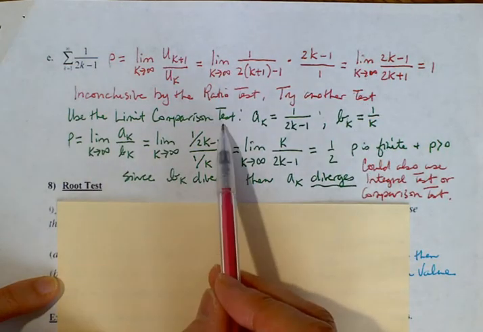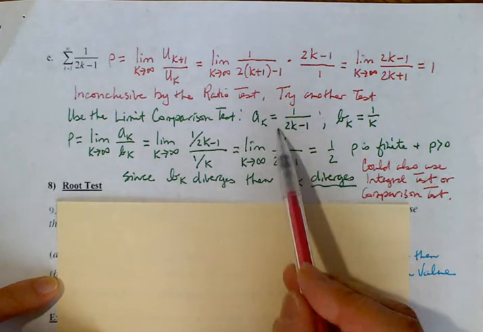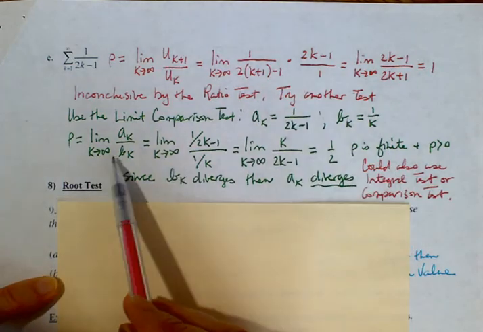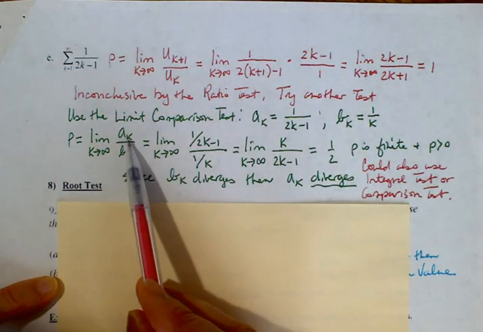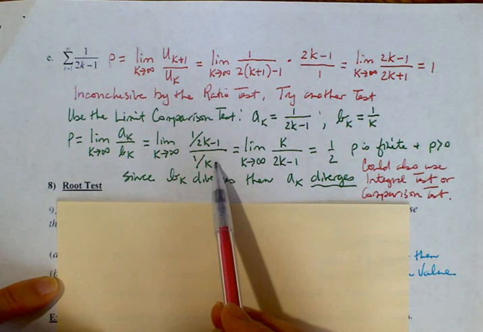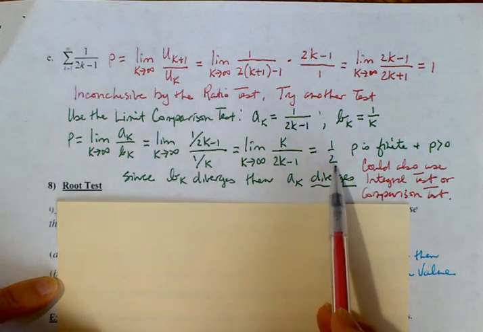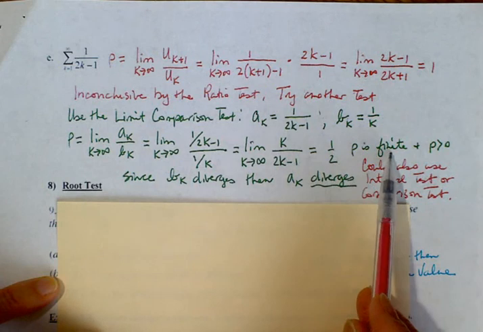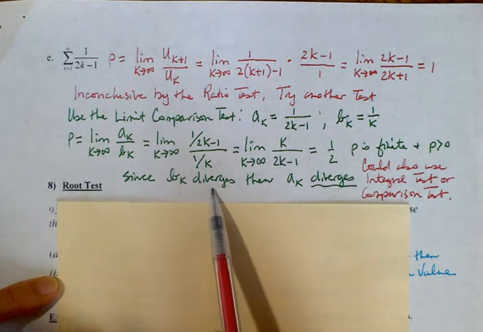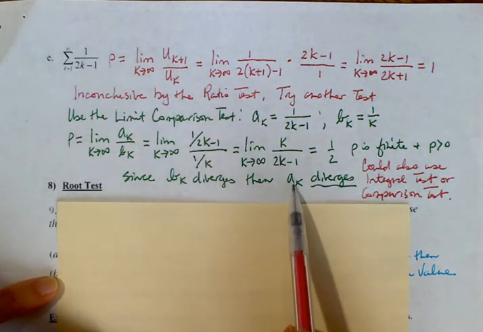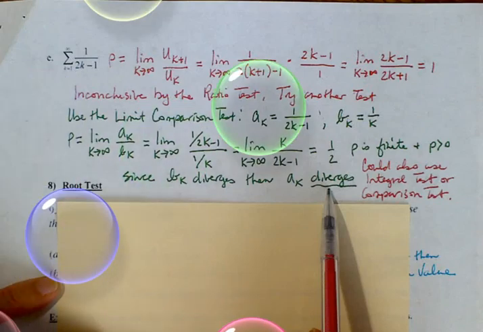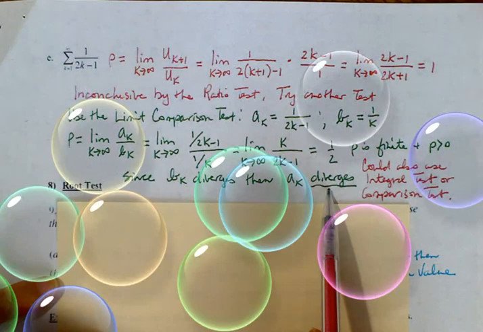So I use the limit comparison test, the one that we did for the second one. I'm comparing it to the harmonic series of 1 over k. So I take the a of k over b of k, and then I work this limit out, and I get that the limit is 1/2, which is finite and positive. Therefore, since 1 over k diverges, since it's harmonic, then the original one, a of k, diverges. You could also use the integral test or the comparison test on that problem.